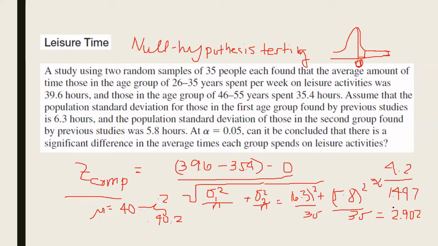Now, using this, can we say that 4.2 is big enough to say that it is different from zero?